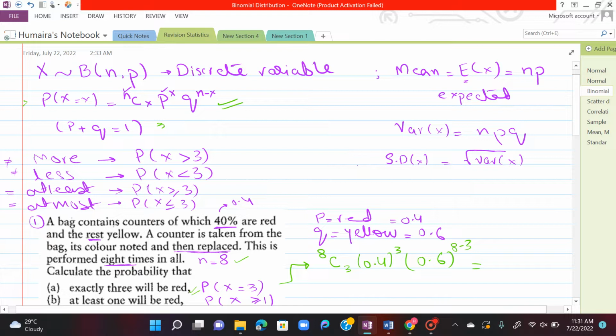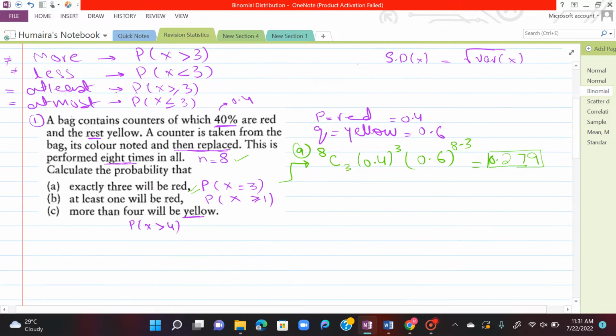Plug in all these values in the calculator and get the answer. You do not need to write the values of 8C3, then 0.4 power 3, 0.6 power 5. You just enter everything in the calculator and get the answer. So its answer is 0.279. All right, so this is the probability of having exactly 3 red counters. This is part A.